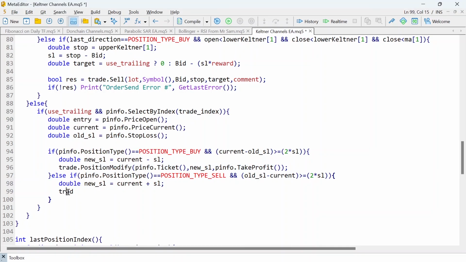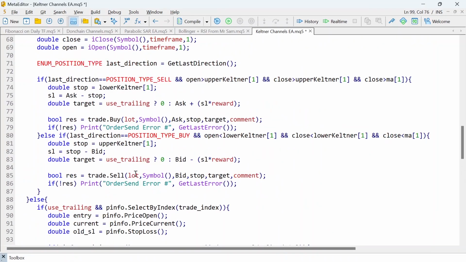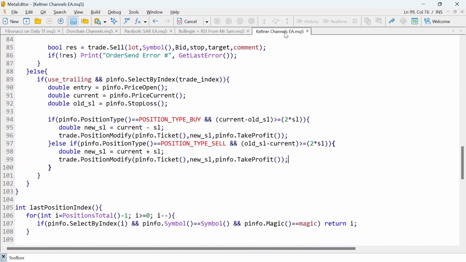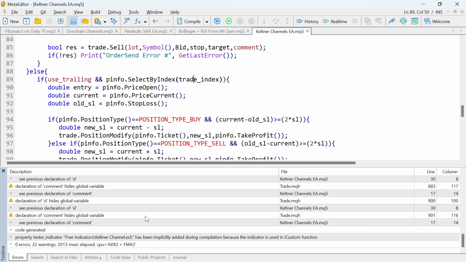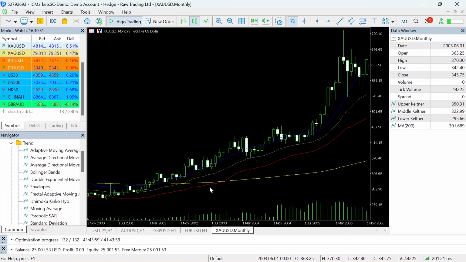So I'll copy this and I'll paste it here. So that is that. I think we should be good to go. So I'll just save and compile. Then we shall compile in the right way. Okay, we are good to go. We have no error.